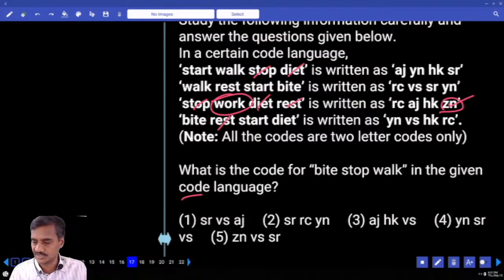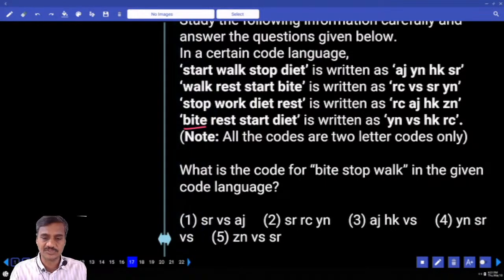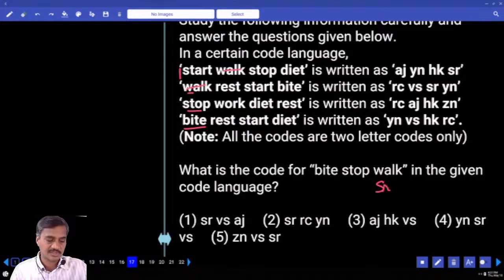Then coming to the 17th one: bite, stop, walk. What is the code for it? Bite is here, and stop is here, and walk is here, isn't it? If you compare the first and the second, what is the word that is common here? Walk. Walk is the word that is common between these two. And what is the code for walk? SR. The code for walk is SR.